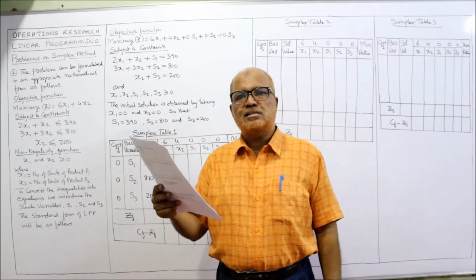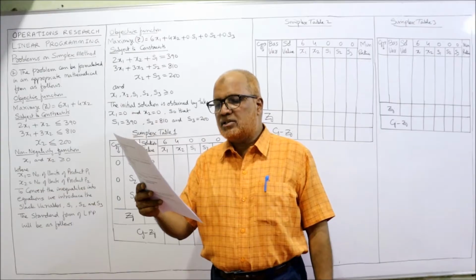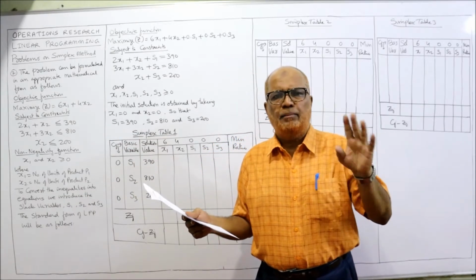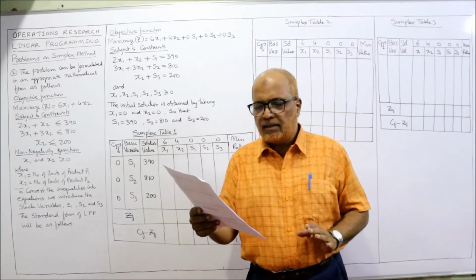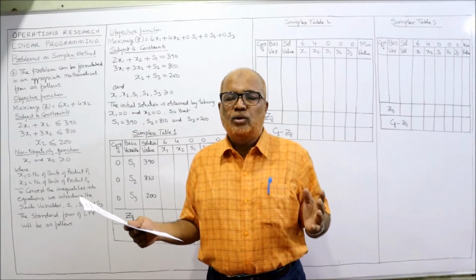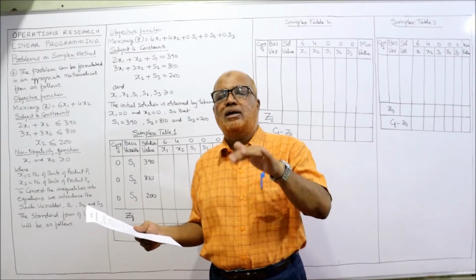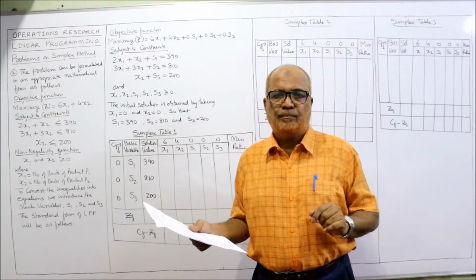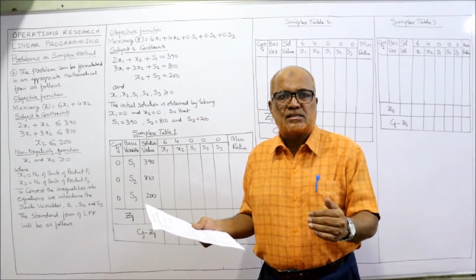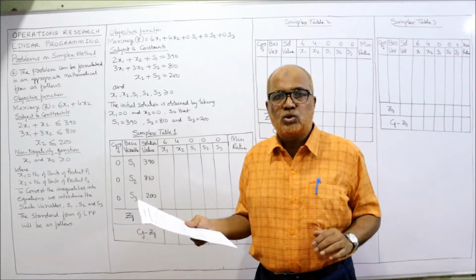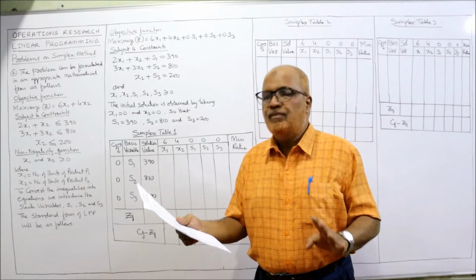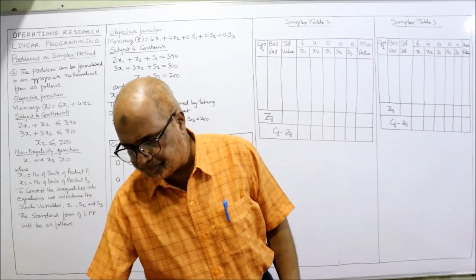The third constraint is the maximum sales units per week for B. For product A, there is no maximum sale; we can sell any amount. But for product B, there is a maximum sale of 200 units. That means we cannot sell more than 200 units of product B. That is also a limitation. We can sell either 200 units or less, but not more. So three constraints, right? And we have to find out how many units of A and B.